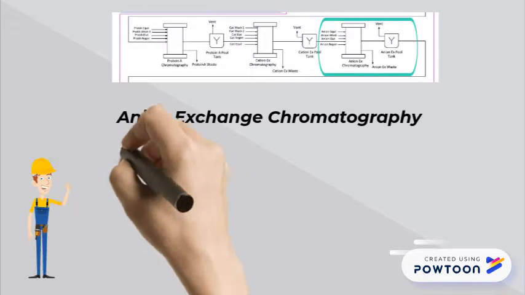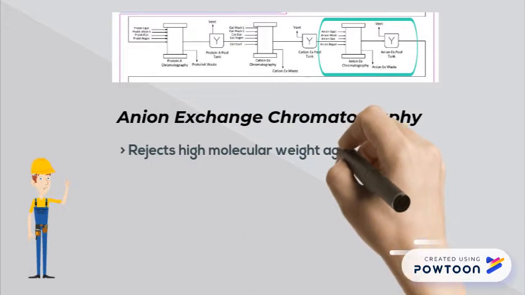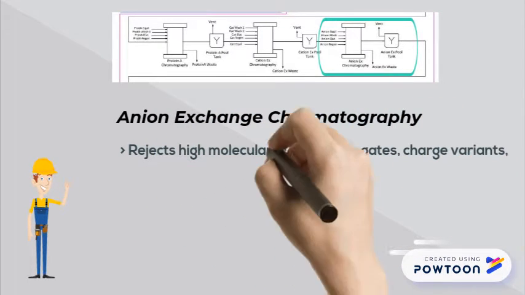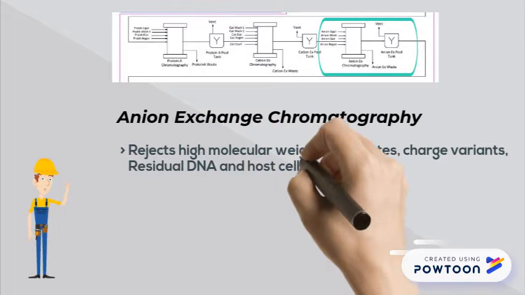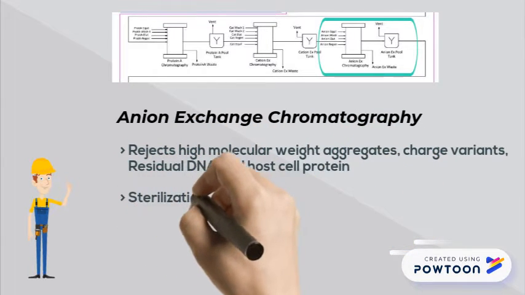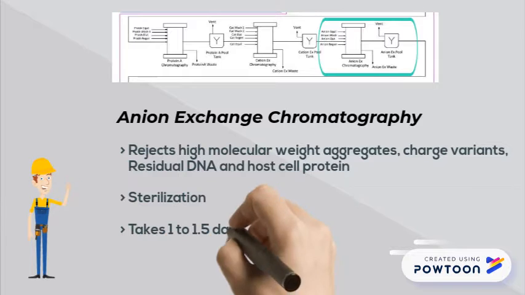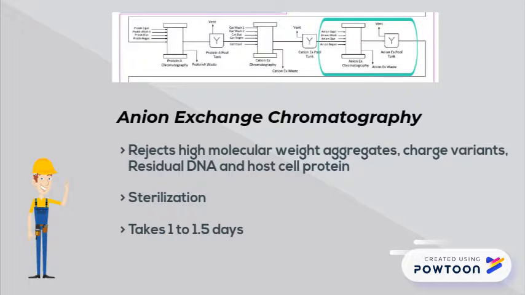Anion exchange chromatography is also used to reduce high molecular weight aggregates, charge variants, residual DNA, and host cell proteins. Including sterilization in between batches, it will require about 1 to 1.5 days to process all batches.